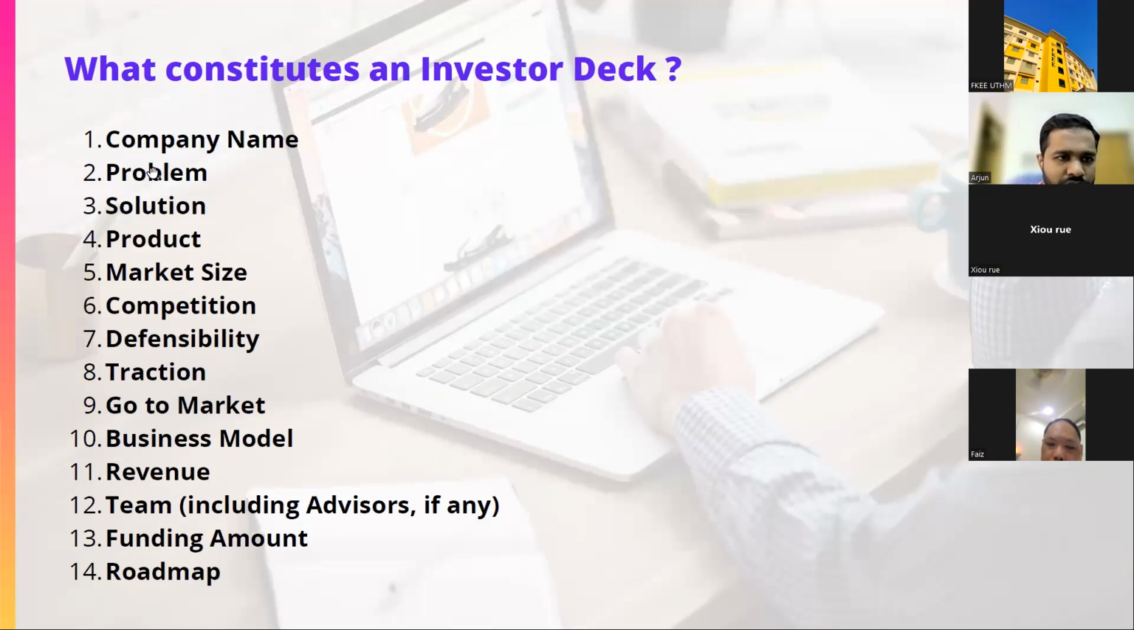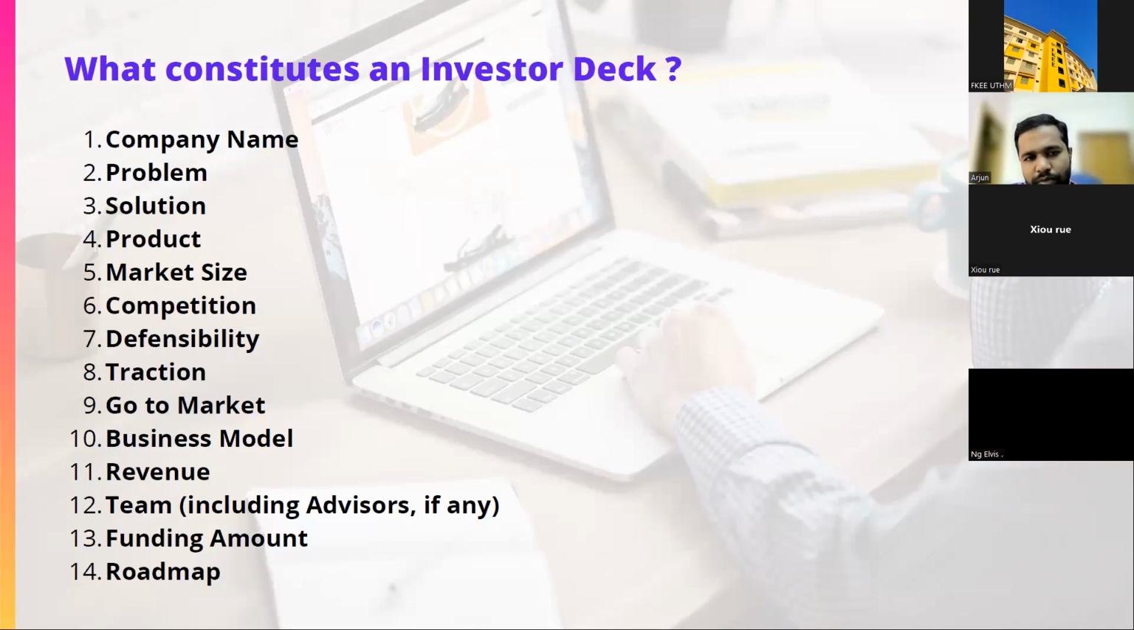So problem, solution, what is the product you are building, what is the market size, who are the competitors, how are you going to defend your company from competitors, what sort of traction your company or your product has, what is your go-to-market strategy, what is your business model, how much revenue you have already obtained or how much revenue you are projecting to get in the next 5 or 10 years, who are all the team members, how much funding money you are looking to raise, and what is the roadmap of your company. So, a very simple template. You will have one slide for each of these.